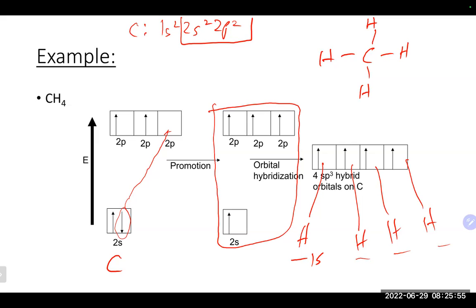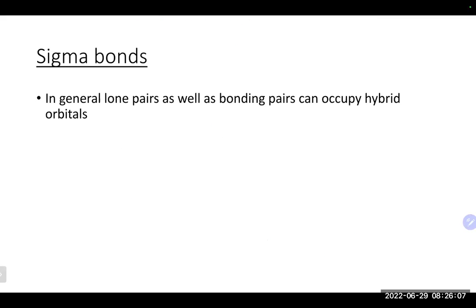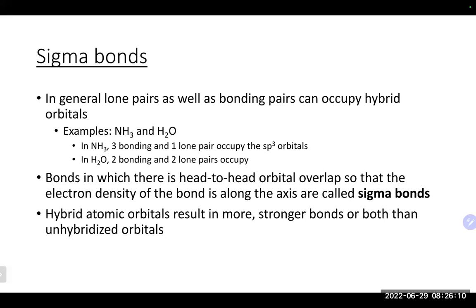So what we see here is, in these couple examples, our hybridized orbitals are involved in bonding, and they don't always have to be involved in bonding. They could be involved in non-bonding. So in general, lone pairs as well as bonding electrons can occupy a hybrid orbital, like in NH3 and H2O. Bonds in which there is head-to-head overlap of these orbitals are referred to as sigma bonds. So sigma bonds are like single bonds, and they result from the orbitals going straight at each other and overlapping as they come together. Hybrid atomic orbitals result in stronger bonds than unhybridized orbitals.